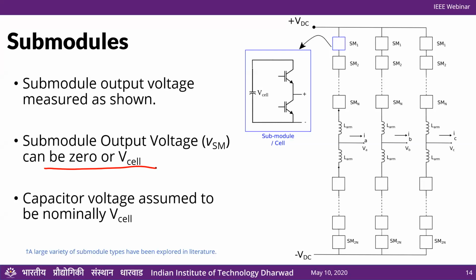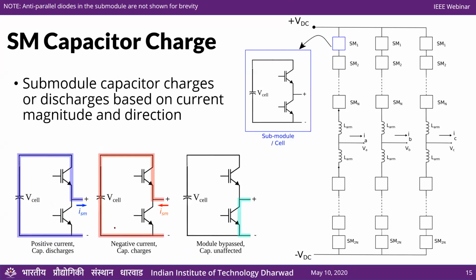The submodule voltage is measured with this polarity. That's just by definition. And the capacitor voltage is nominally assumed to be V cell. For the remaining discussion, we'll say that if your converter is designed properly and working properly, the capacitor voltage stays nearly V cell plus or minus some ripple. We don't expect it to fall significantly below or above this value.